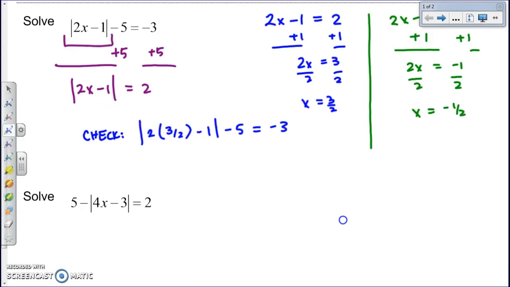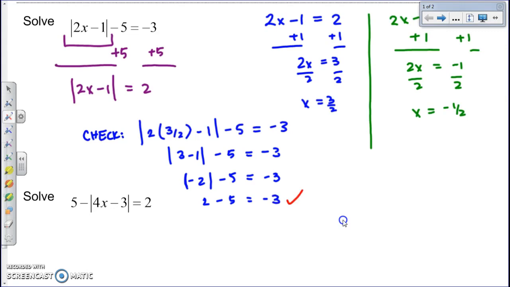Take a moment to see if that works out. You will end up with the absolute value of 3 minus 1, minus 5, equals negative 3. The absolute value of 3 minus 1 is the absolute value of 2. I'm sorry, 3 minus 1 is 2. And so we have positive 2 minus 5 equals negative 3, which checks out. And check your other answer as well.